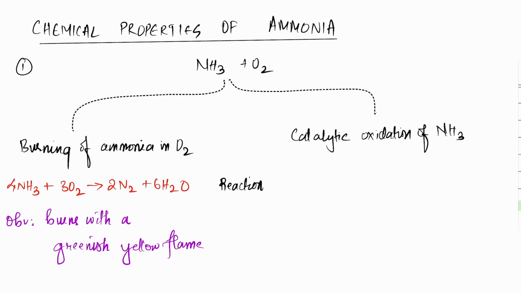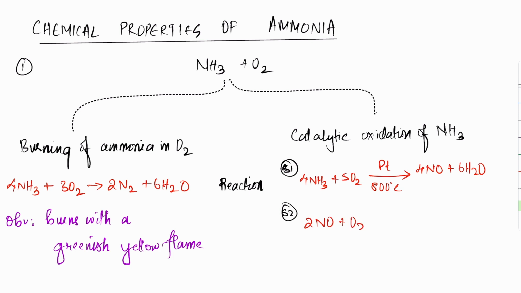In the catalytic oxidation of ammonia, the reaction will be in two steps. In the first step, ammonia reacts with oxygen in the presence of platinum at 800 degrees Celsius to form nitric oxide and water. In the second step, the nitric oxide formed will react with oxygen to form nitrogen dioxide. You will observe reddish-brown vapors of nitrogen dioxide.